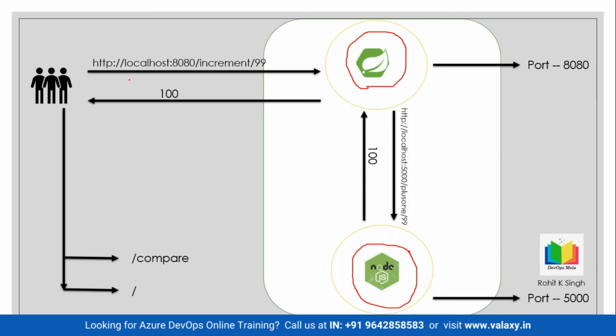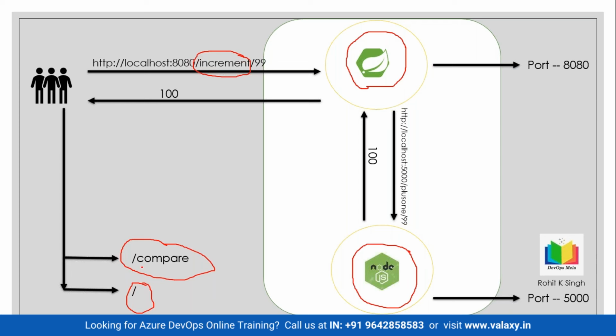Now, we'll have three modules inside that. One, we have the incremental module inside my Java application. The second, we have the compare module. Third, this is my home page. When you go to the home page, it will basically give you "Welcome to DevOps course." That is a simple message which will be displayed.